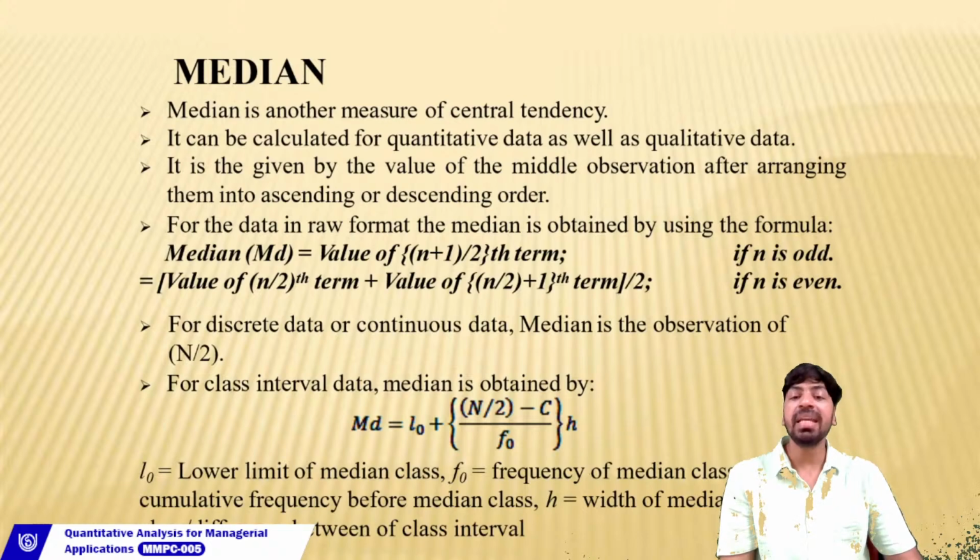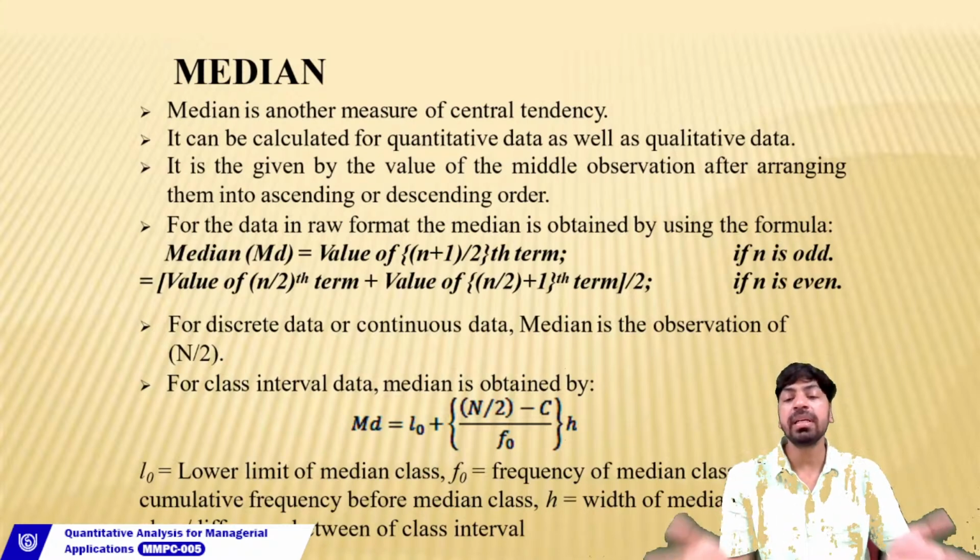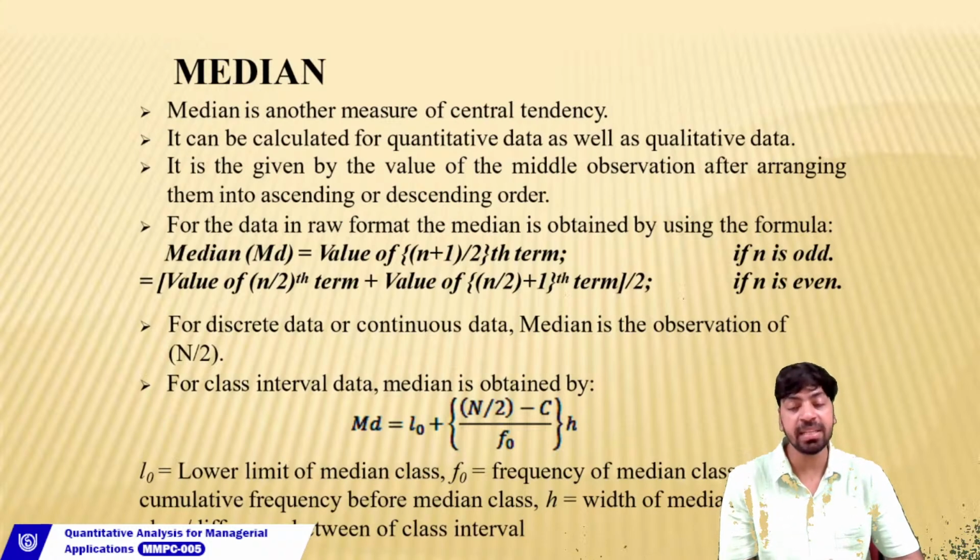For the class interval, or continuous series, the median is obtained by the following formula: L, that is the lower limit, plus (n by 2 minus C), where C is the cumulative frequency, divided by f0, that is the frequency of the median class, into h. H is the common difference among all the class intervals, or in other words, the width of the median class.